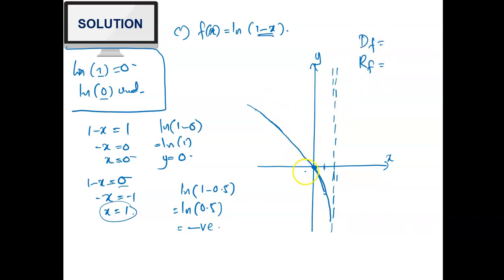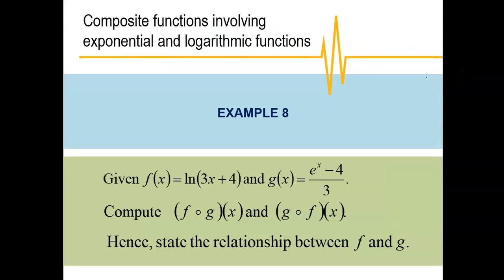So now, what is the domain and range of this function? The domain is all values of x from negative, approaching 1 here. So the domain is from negative infinity until 1, and the range is all real numbers, right? The value of y, so it is all real numbers. Okay, now given f(x) and g(x), compute f(g(x)) and g(f(x)) and state the relation between f and g.